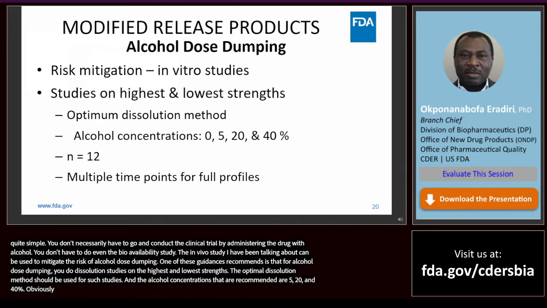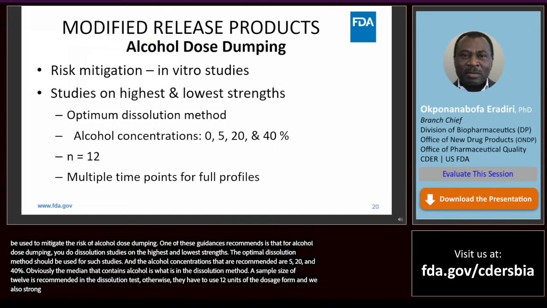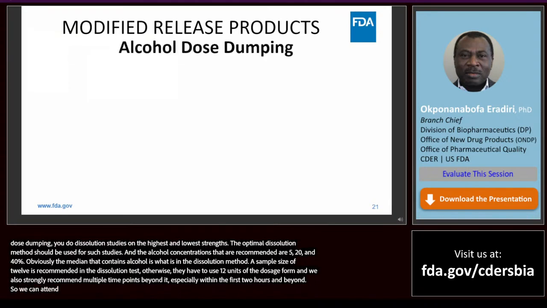Obviously, the medium that contains 0% alcohol would be the medium in the regulatory dissolution method. A sample size of 12 is recommended in the dissolution test. In other words, you have to use 12 units of the dosage form. And also, we strongly recommend multiple time points, especially within the first 2 hours and beyond, so that we can obtain the full dissolution profiles.